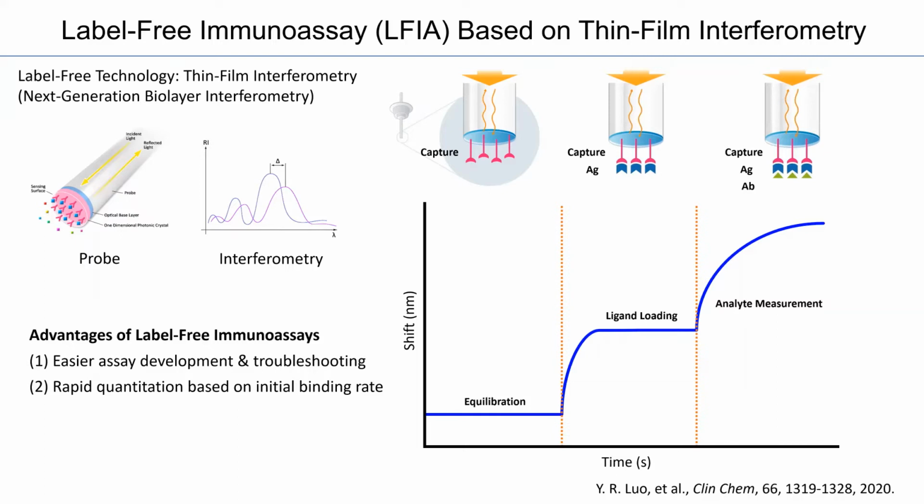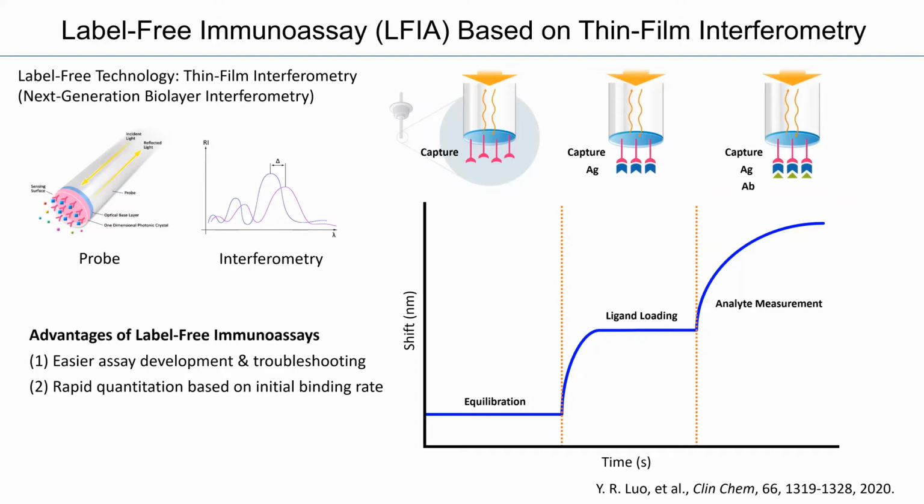Let's say we have a sensing probe which already contains capture molecules on the surface, and when we bind a layer of antigen molecules to the capture molecules, we will see a phase of signal increase. And then if we bind another layer of antibody molecules to the antigen molecules on the surface, we will see another phase of signal increase. So this is very powerful because we can see the entire time course of the immune reactions, and we know exactly what is happening in the entire time course.